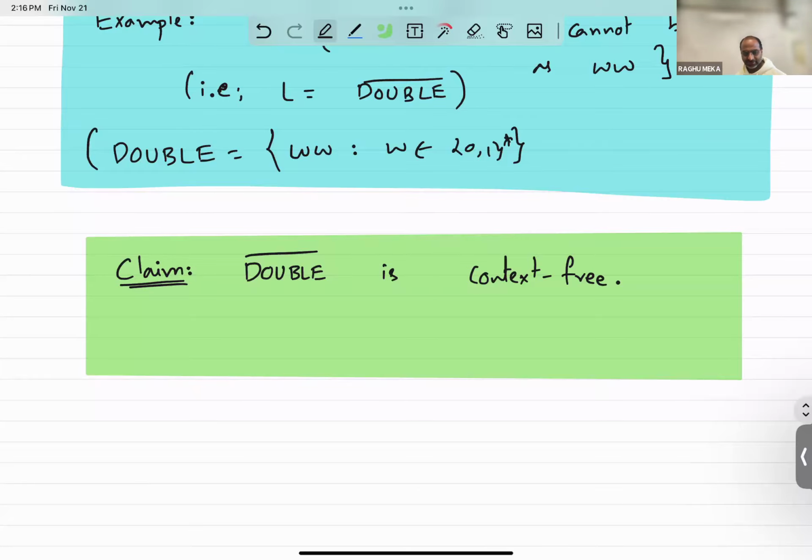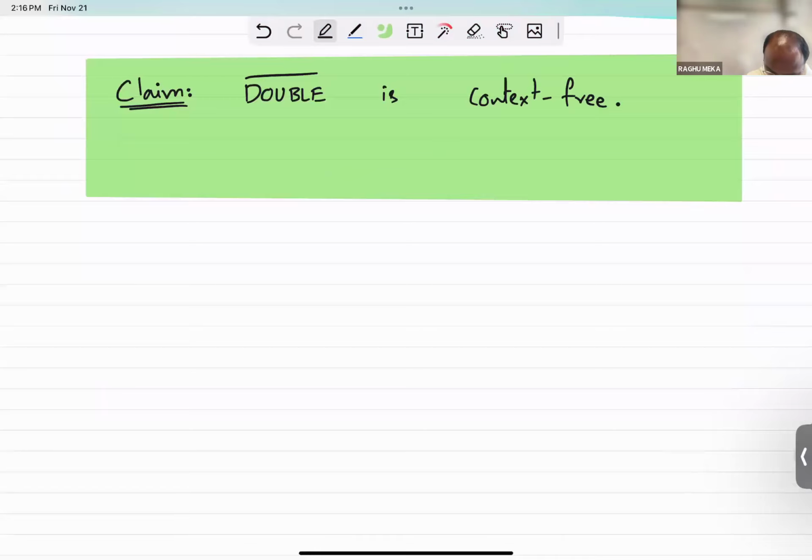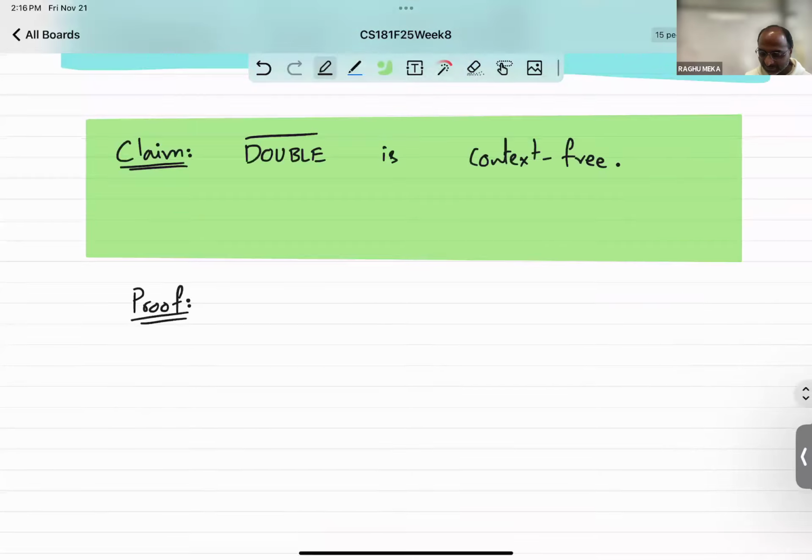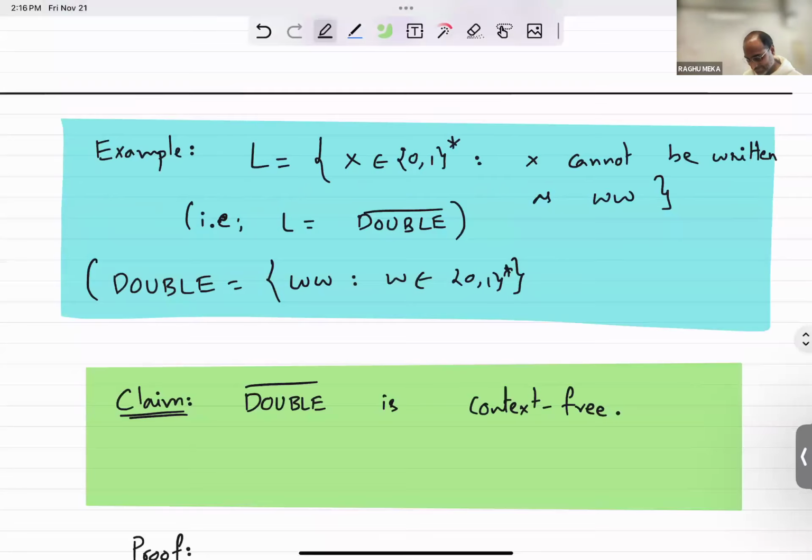All right. Any questions? Okay. So how do we prove such a thing? How can I generate all possible strings in the complement of double? Any suggestions? Well, maybe let's take it one step at a time.